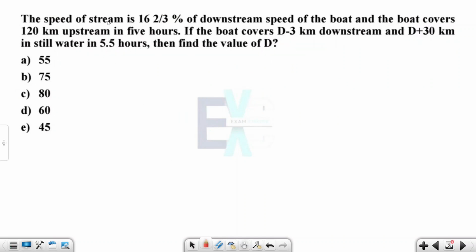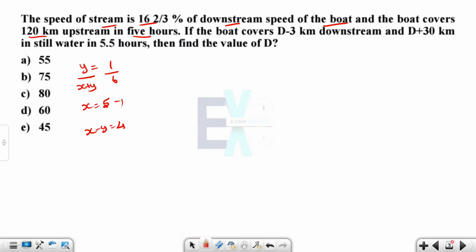Next, the speed of stream is 16.2 by 3% of downstream, that is speed of water is 1 by 6 of downstream, that is x plus y. And the boat covers 120 km upstream in 5 hours. See, speed of water is 1, speed of boat and water together is 6. Then speed of boat alone will be 5. Then the upstream speed is 5 minus 1, that is x minus y, which is 4.